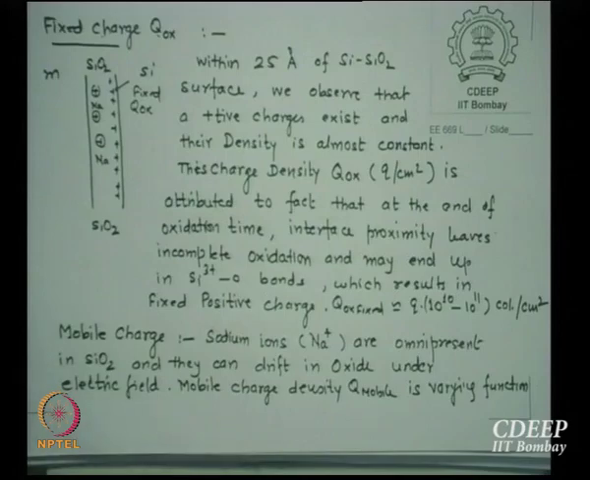Also one can see about this Q by COX, this term will become smaller when COX is larger. If COX is larger, it means the oxide thickness should be smaller. This is what is happening. When you scale down, the oxide thickness reduces, so your COX increases.